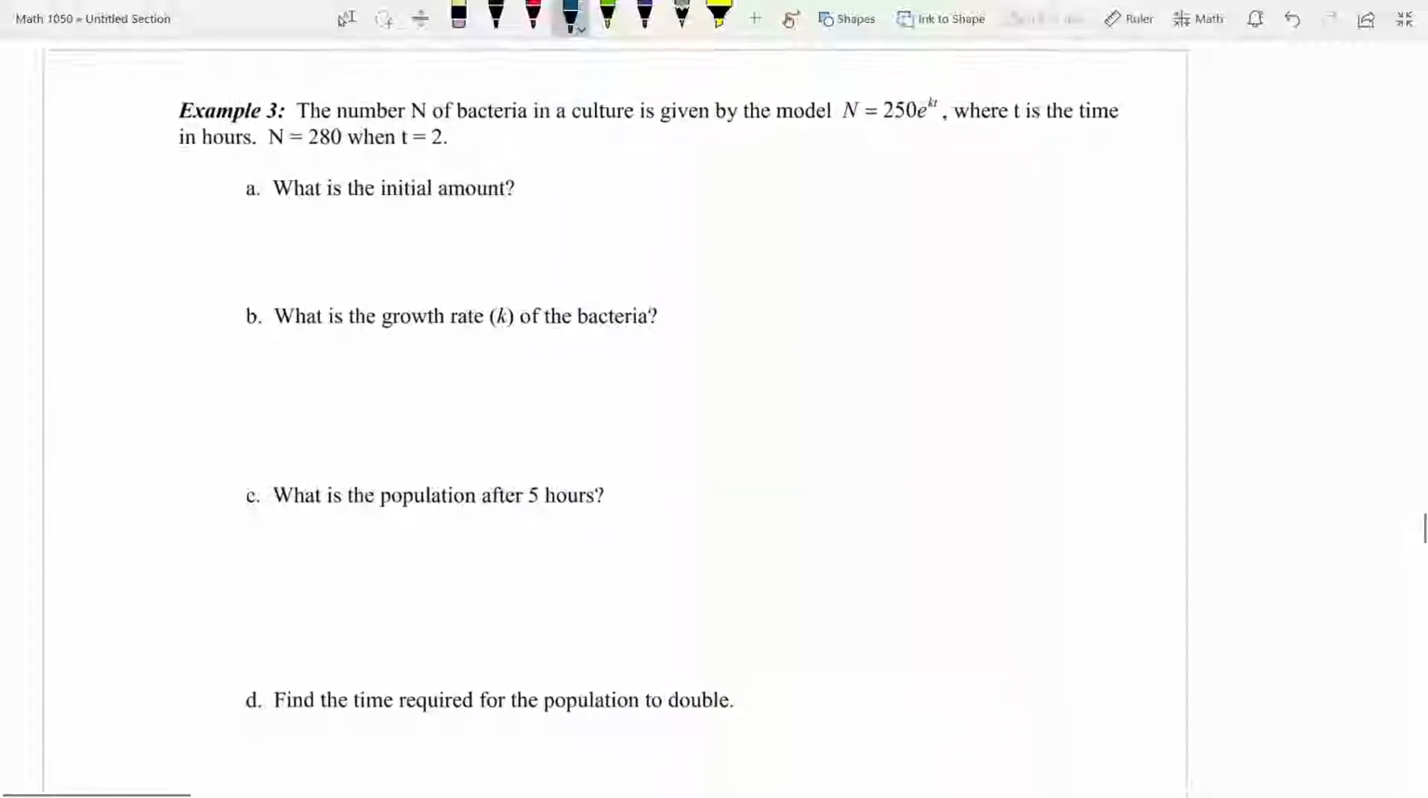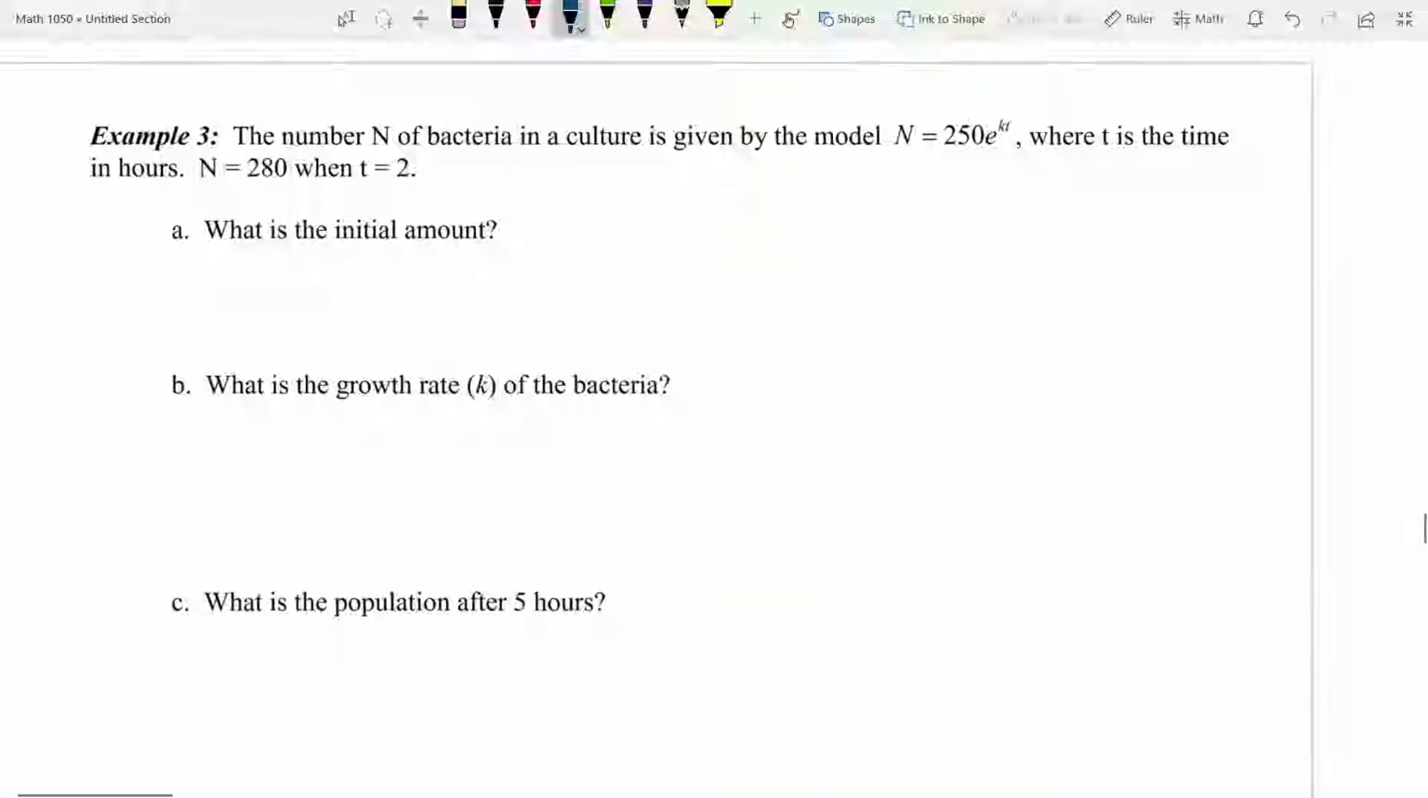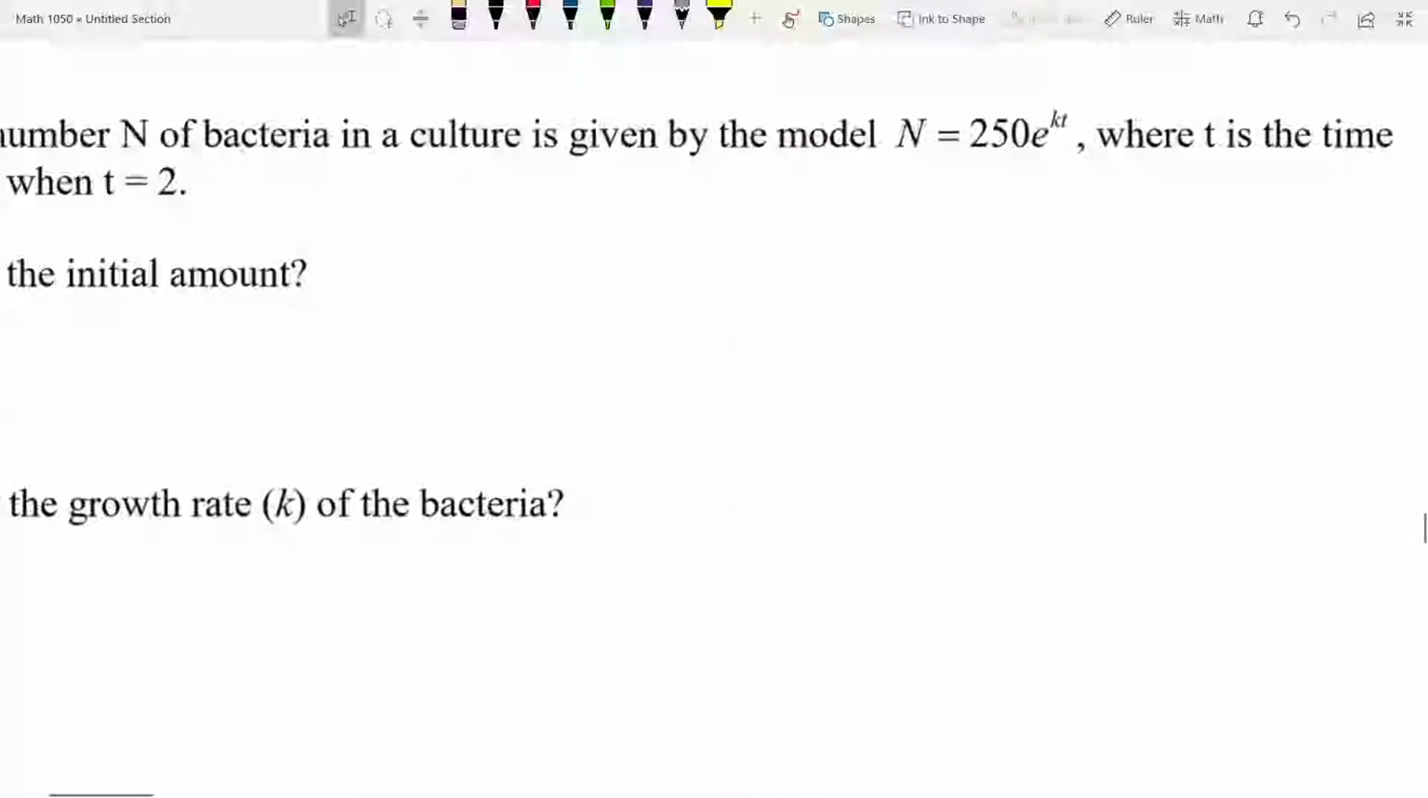Now we're going to slow down a little bit. The number of bacteria in a culture is given by this equation, where T is time in hours and N is 280 when T is 2. Everybody stop right here for a second. Everybody freeze. Don't go ahead of me, okay? Please, this is not going to be easy beyond this point, and I don't want you to get confused.